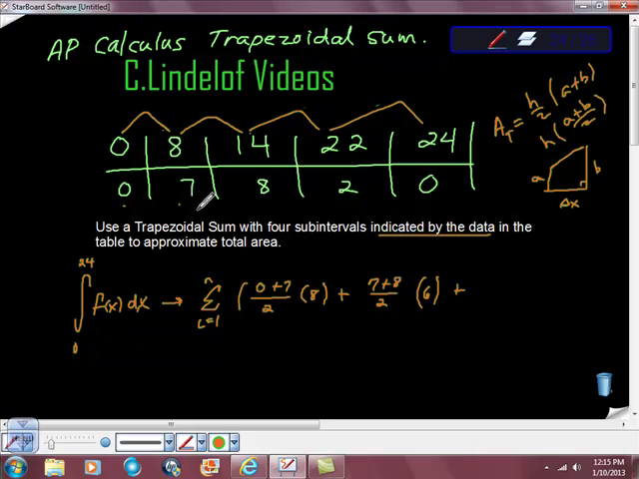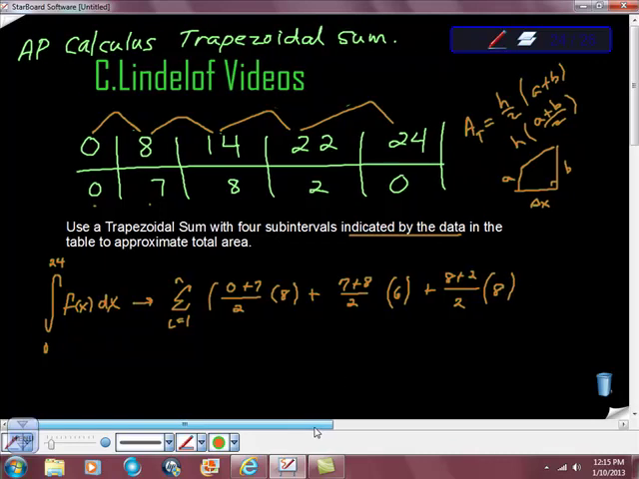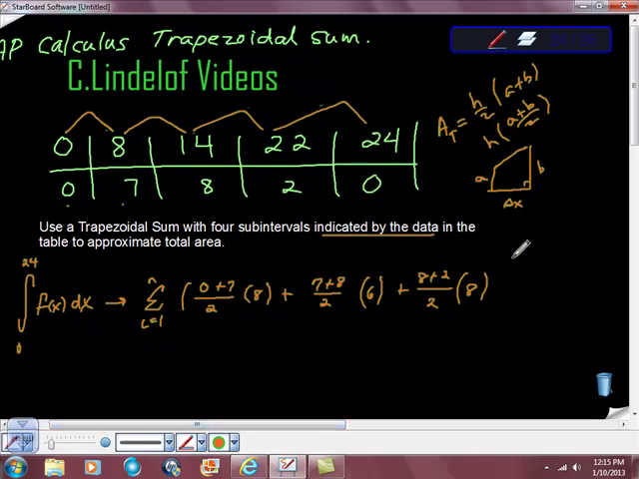Of 6, plus here we're going to go from 7 to 8. Remember that the end point of one is the beginning point of the next, so our next heights are 8 to 2, with a total of 8 here, right? And then lastly, we go from plus side A is 2, side B is 0, divided by 2 times the change in base. The change in base here is from 22 to 24, this is 2.